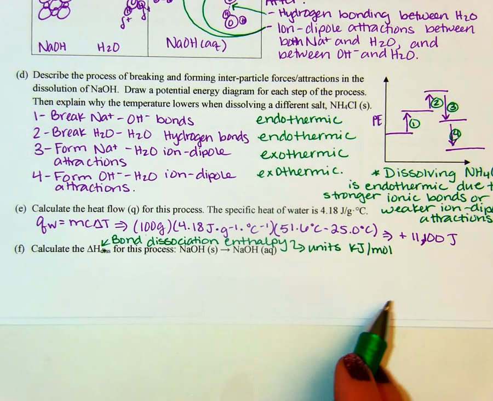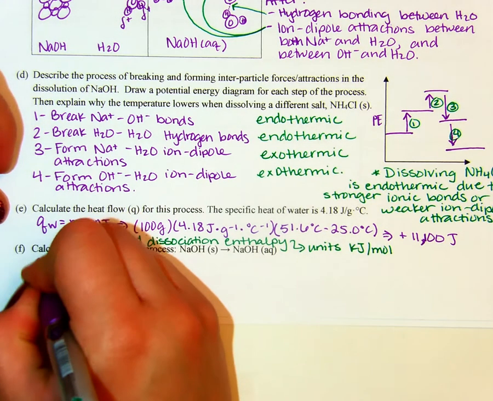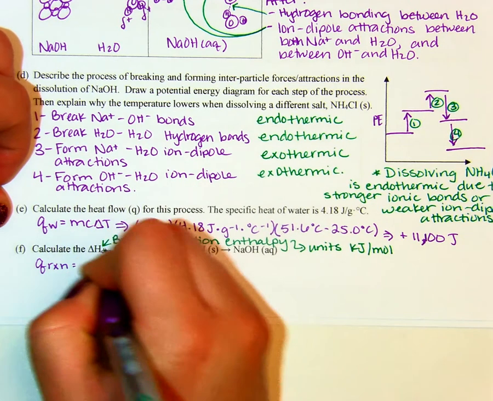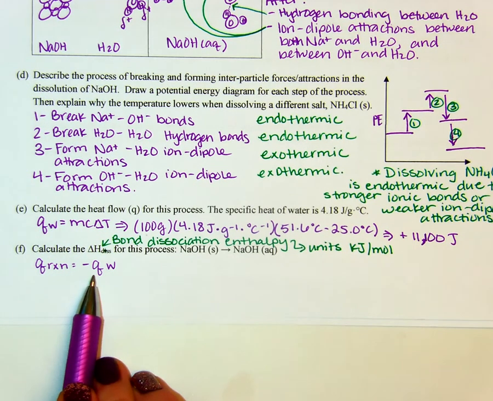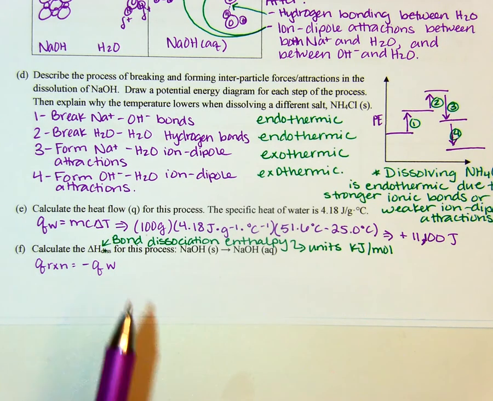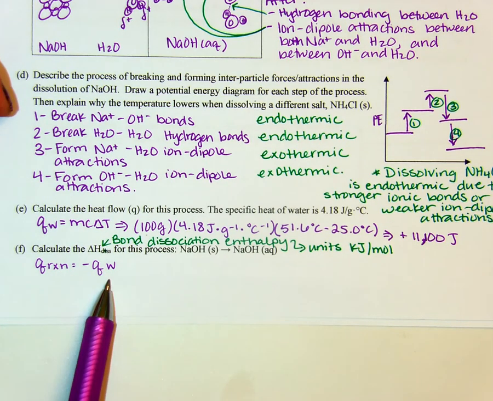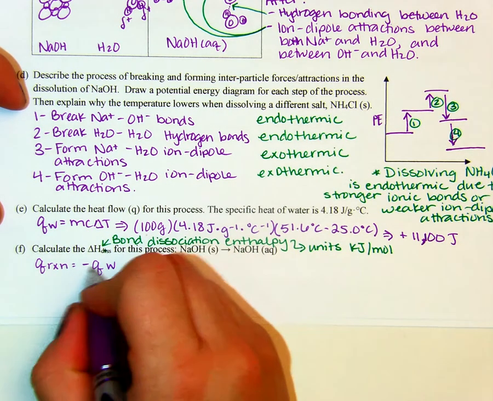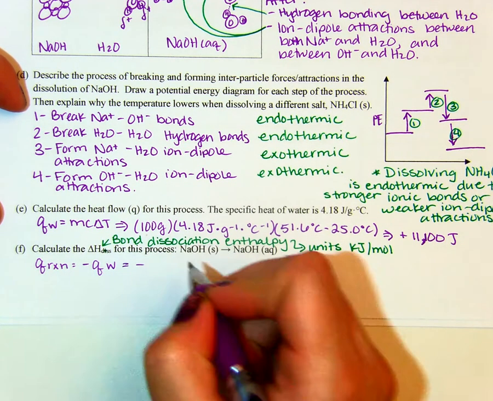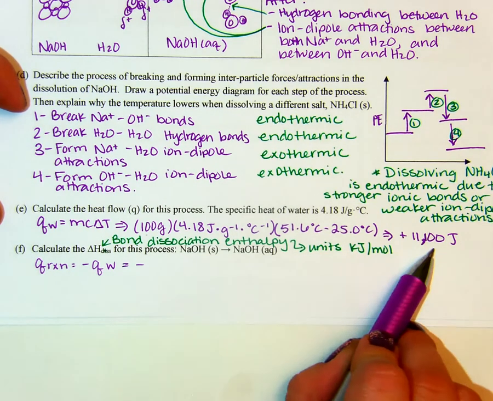Now, the heat of my reaction is equal to the negative heat of the water. And that's because whatever heat the water absorbed must have come from the reaction, because energy can't just poof in and out of existence, right? So it's only going to be exchanged. It's not going to be created or destroyed. So the amount's going to be the same, but the sign's going to be flipped. So the heat of the reaction that we're looking at is going to be negative QW, which is negative 11,100 joules.